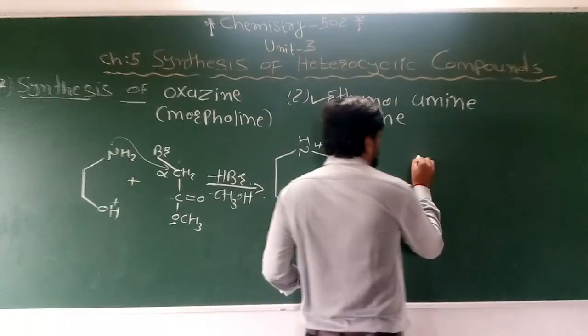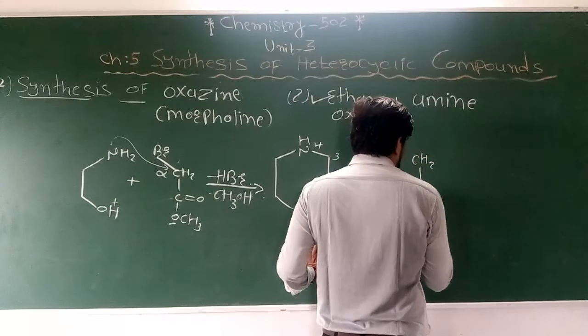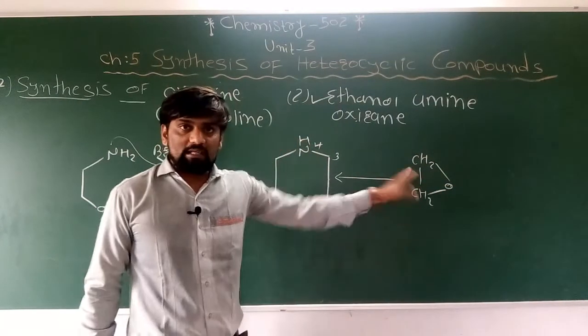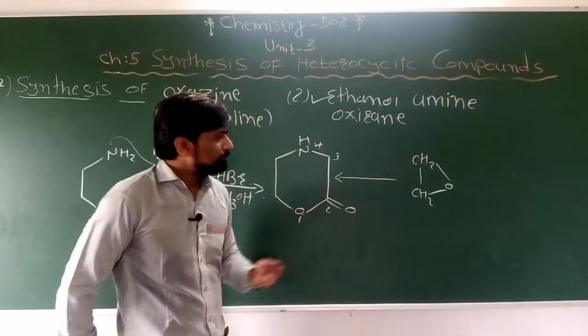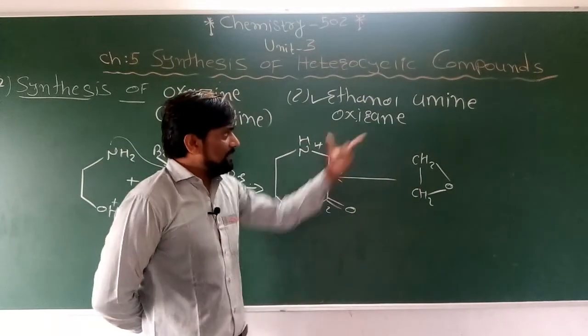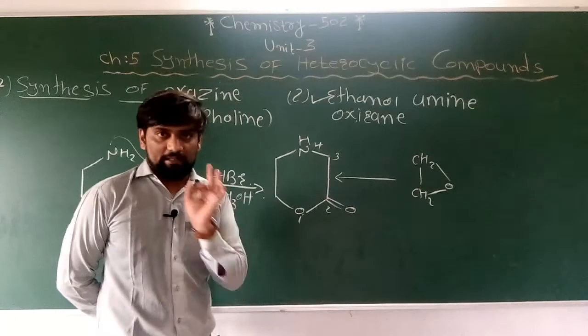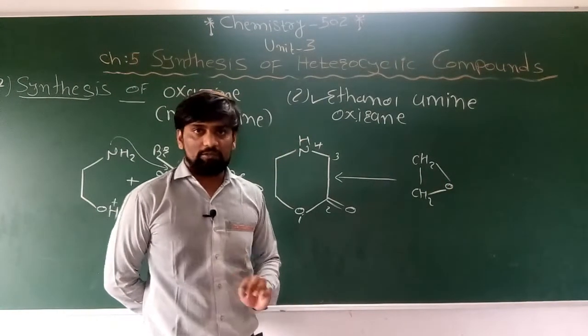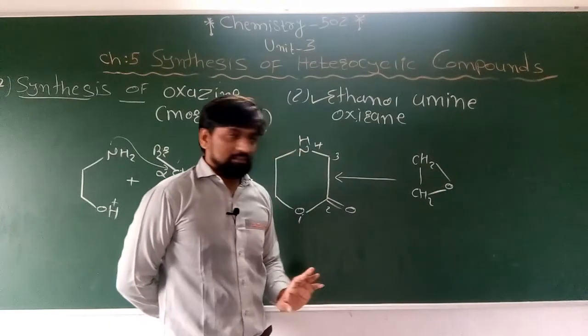So here we take oxirane. This is CH2, here O, here CH2. So this is the epoxide, which means this compound is named oxirane. It is also known as ethylene oxide. So this is the epoxide.